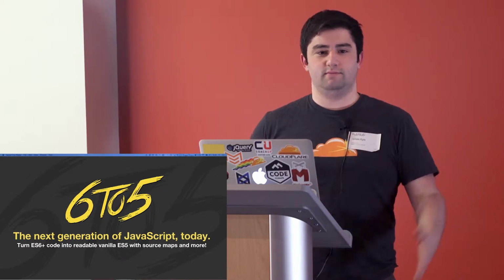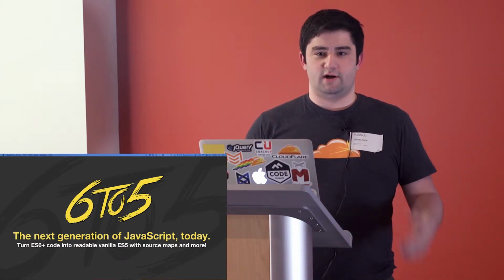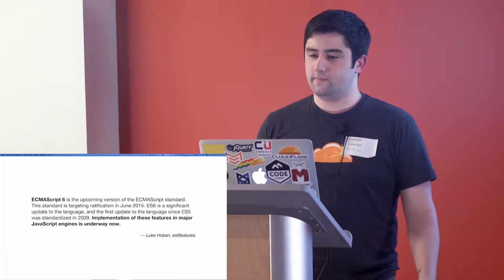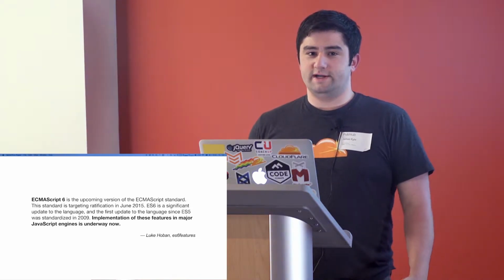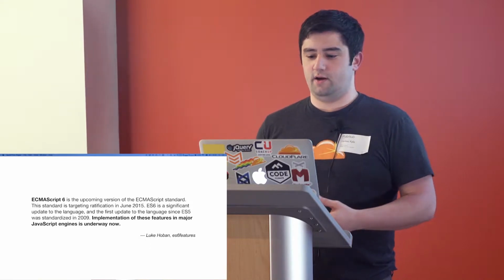To put it simply, 6to5 allows you to take new language features in JavaScript and compile them into JavaScript that will run in browsers and Node.js today. These new features are part of the ECMAScript 6 standard. And if you hear people refer to ECMAScript 6 or ES6, what they're referring to is the formal standard, which is better known as JavaScript.